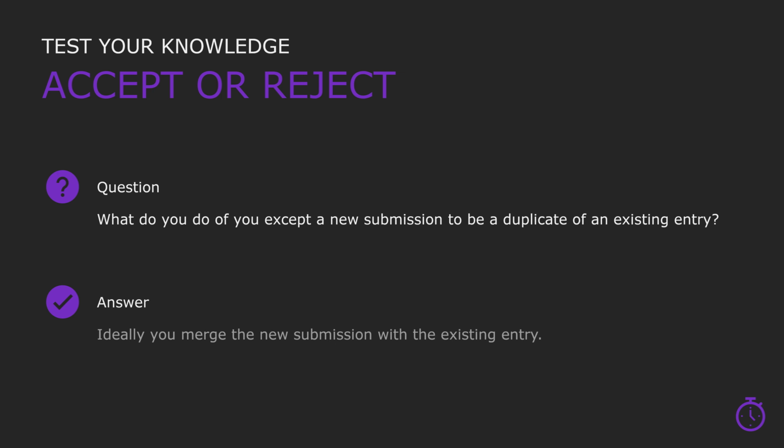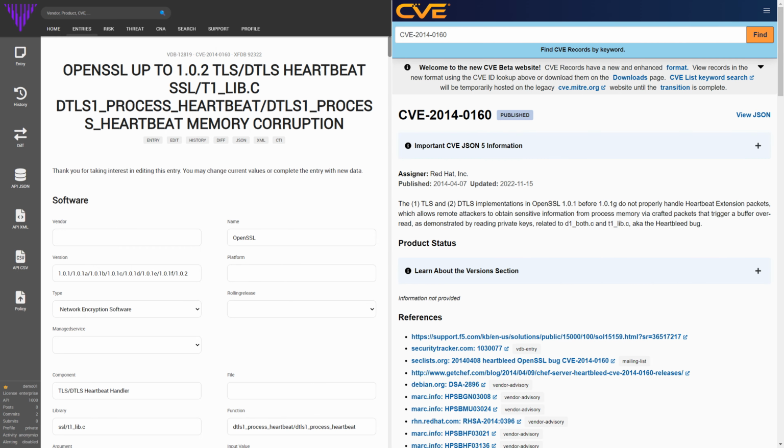The answer is, ideally you merge the new submission with the existing entry. Let's discuss some examples how to analyze, process and incorporate external sources. We will show some of them and explain how they may be used to complete an entry. As a vulnerability moderator, it is your task to fill the edit form of a vulnerability to add as much data as possible. To do this you will analyze a source, identify data points and add them to the vulnerability entry. There are important values like product names, affected versions, vulnerable components, and files. Don't worry, we will discuss them one by one.